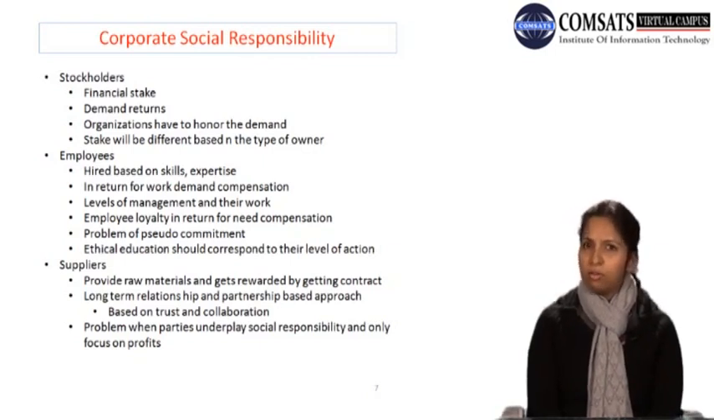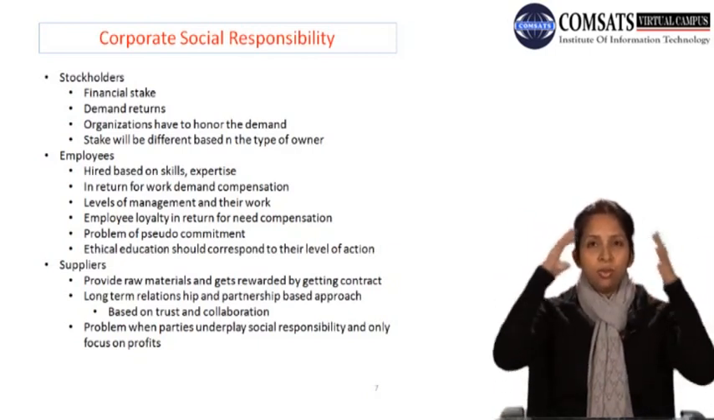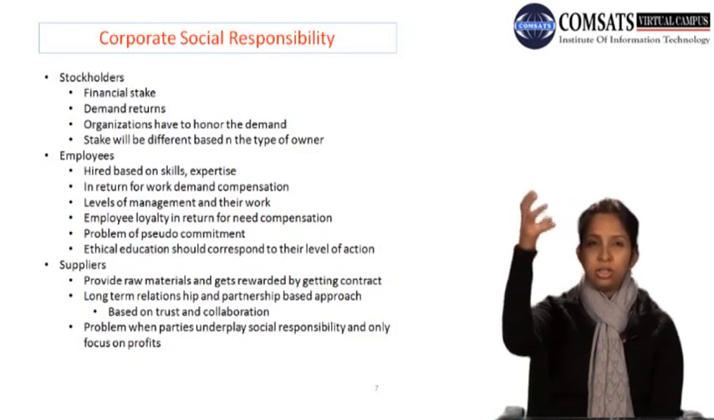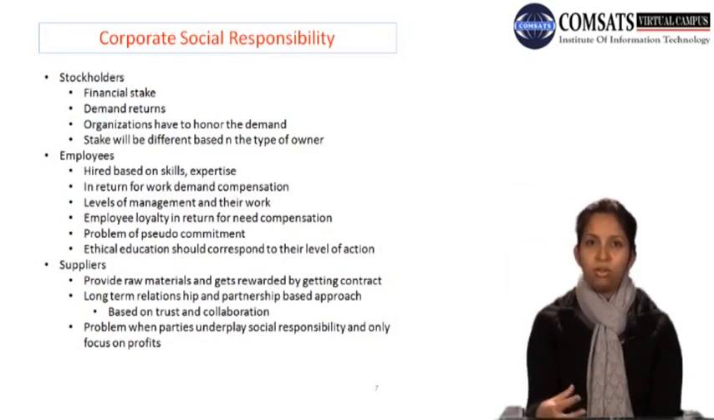For example, if you have the top management, their purpose is to plan, their purpose is to make strategy, their purpose is to think abstractly to see where the organization is going to be in the future. When you talk of middle level manager, their purpose is to communicate the decisions taken by the top level managers to the lower level managers.